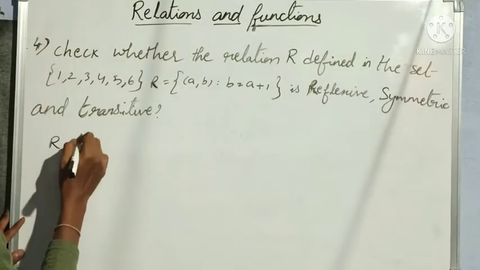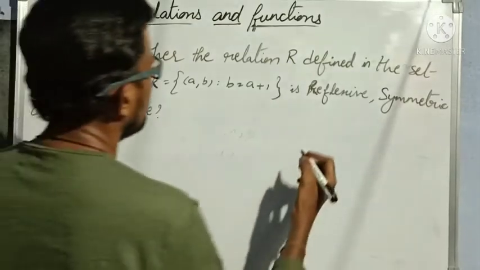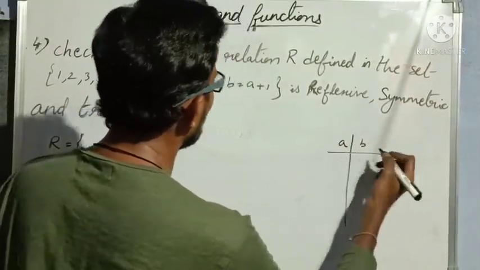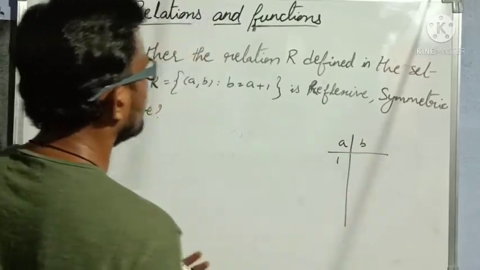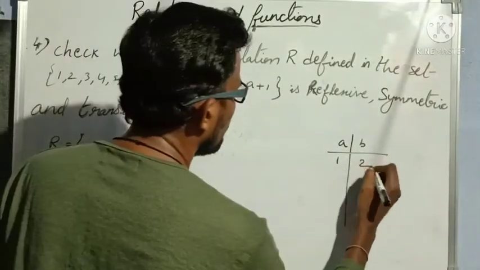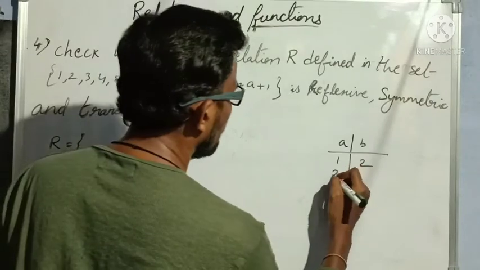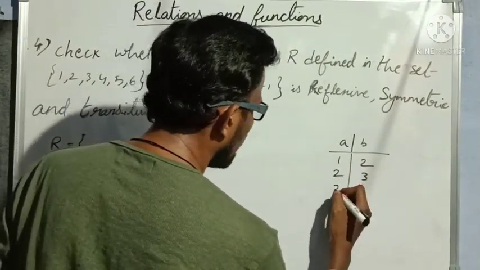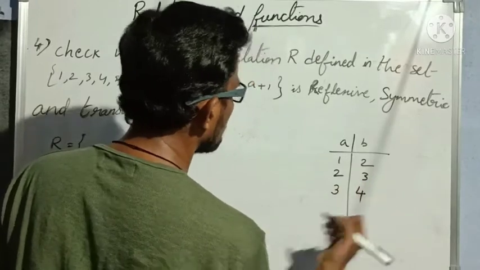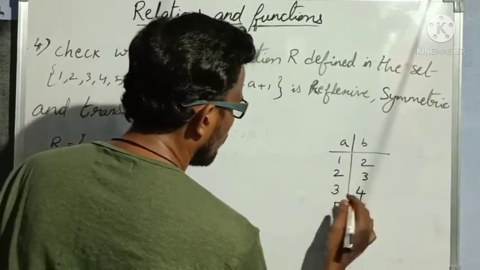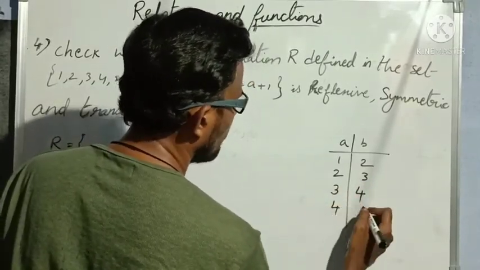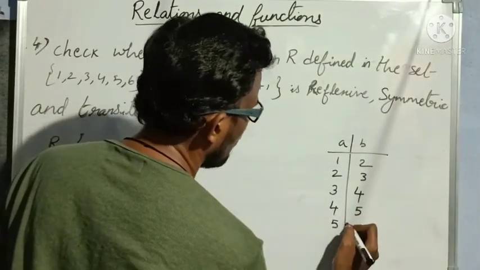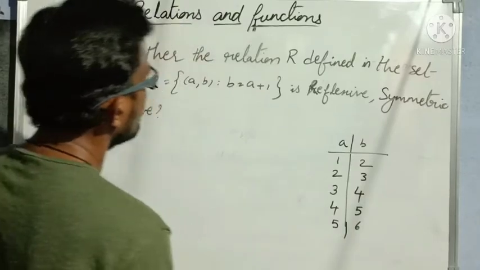So R is equal to, so how to write? Already I have said, take A value and B value separately. If I take A value as 1, then B value becomes 2. If I take A value as 2, then B value becomes 3. If I take A value as 3, then B value becomes 4. If I take A value as 4, then B value becomes 5. And if I take A value as 5, then B value becomes 6.